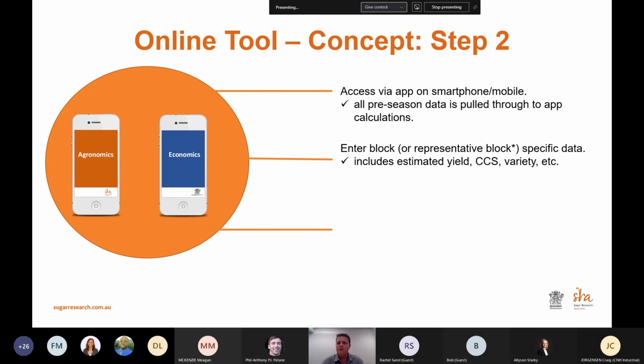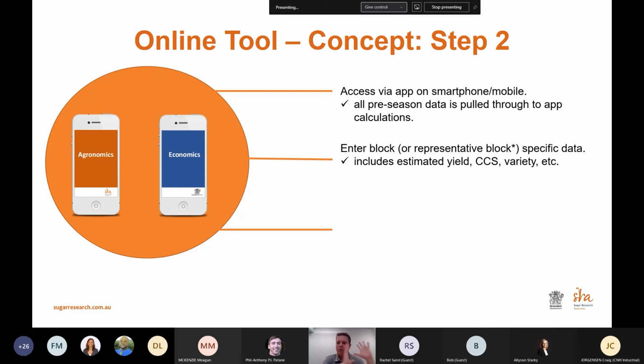You would then enter in all that information for that block: the yield, CCS, variety, etc. There are things that we're thinking around in making it easier for you to use that app. So, for example, from a variety perspective, we don't want a drop-down with 100 different varieties, and you have to spend 10 minutes trying to find your particular varieties that you're cutting.